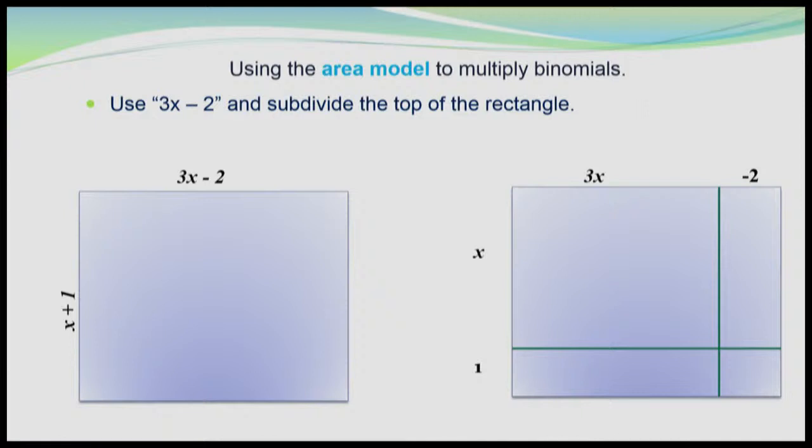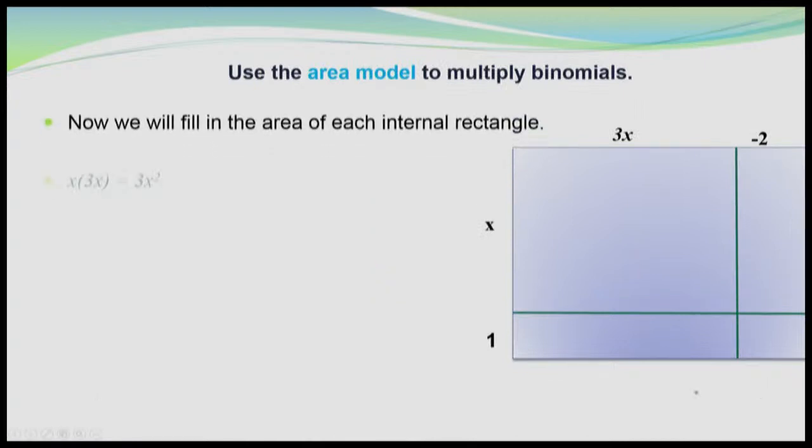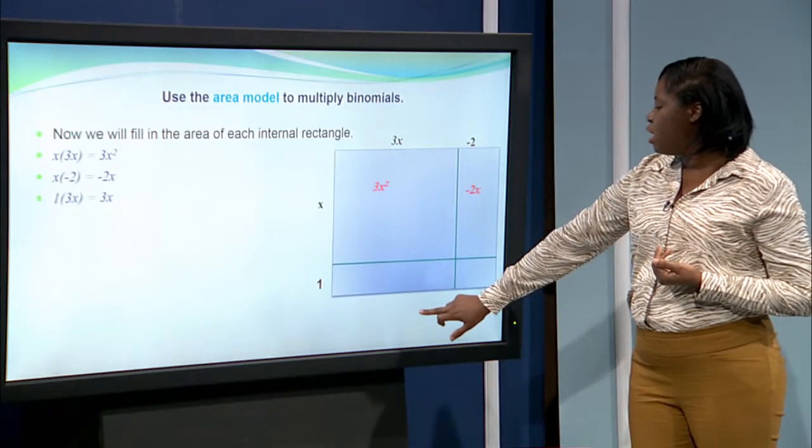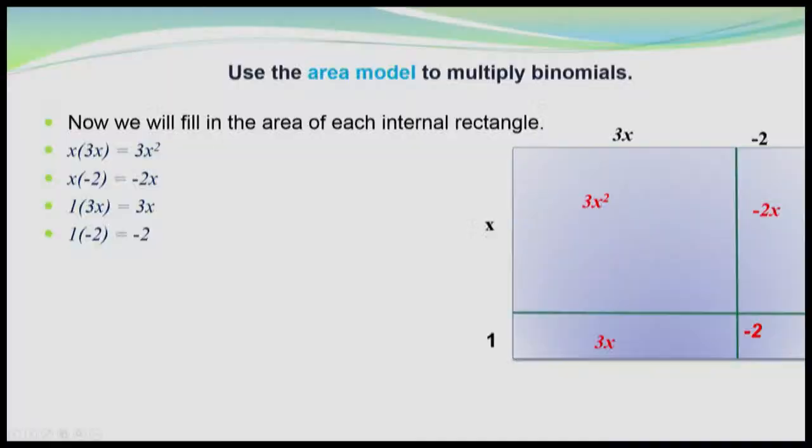So what do you think will happen when we multiply the first area, which is the x, by the 3x? Length times width. We know how to multiply. When we do x times 3x, that would give us 3x squared. And x times negative 2 would give us negative 2x. And 1 times 3x is 3x. And then we'd have 1 times negative 2, which is negative 2.